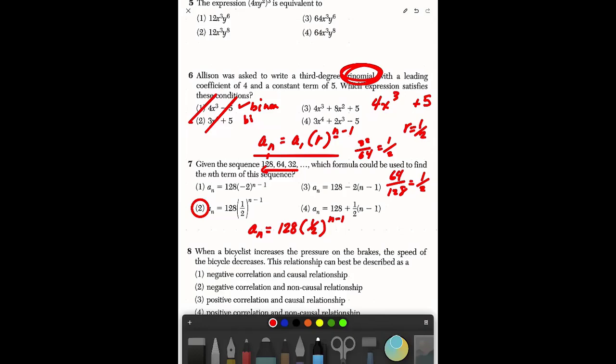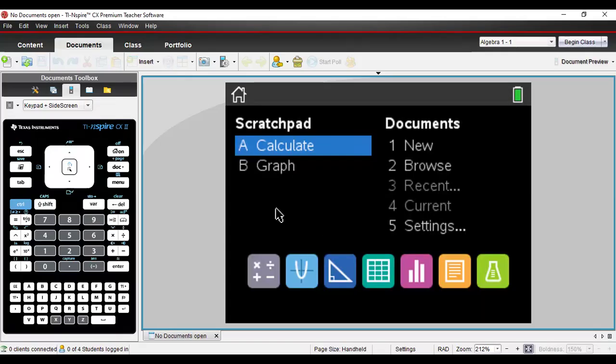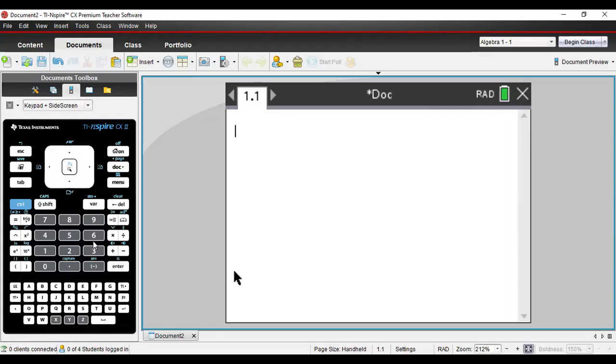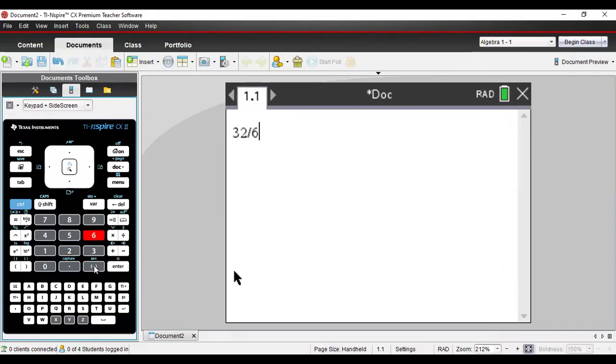Now, another way that you can do this, and I want my students really to see this, and other students. Look, I am going to get rid of this, and I'm going to do a couple things. First of all, I just want to go back. 32 divided by 64 is 1/2, and then 64 divided by 128 is also 1/2.